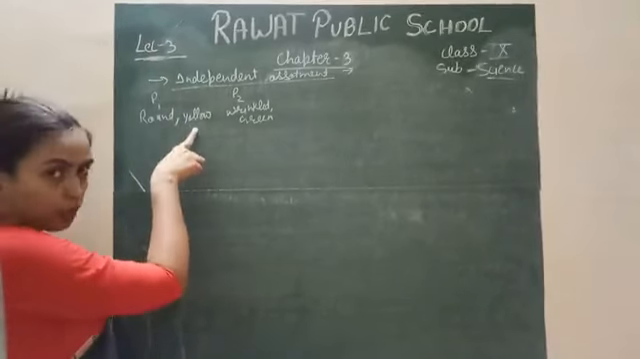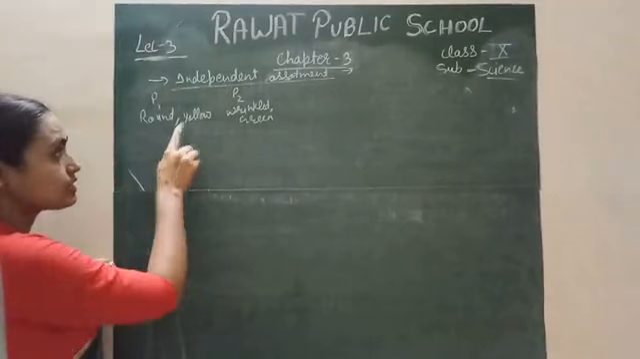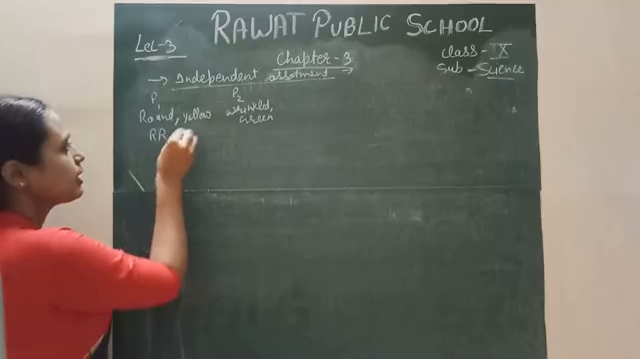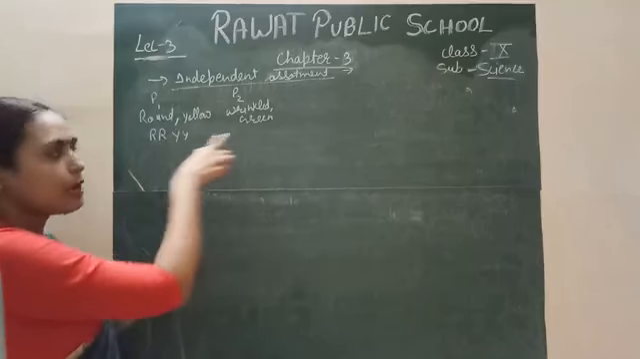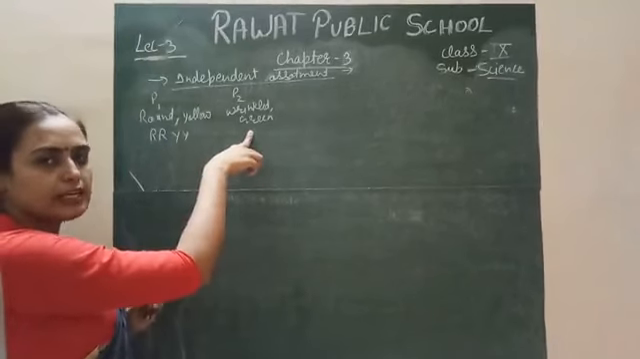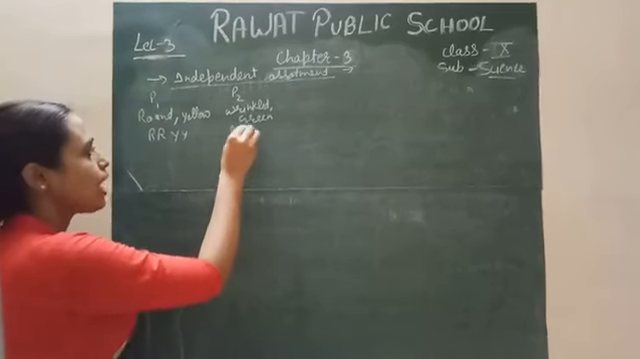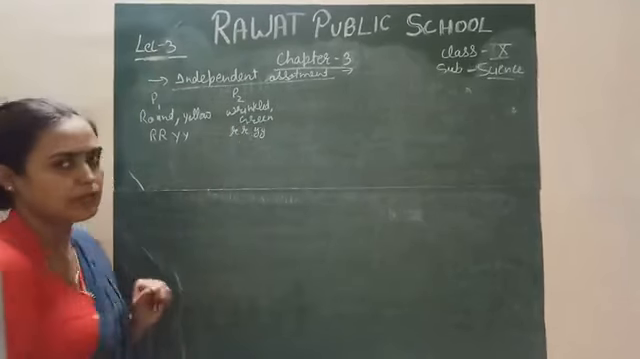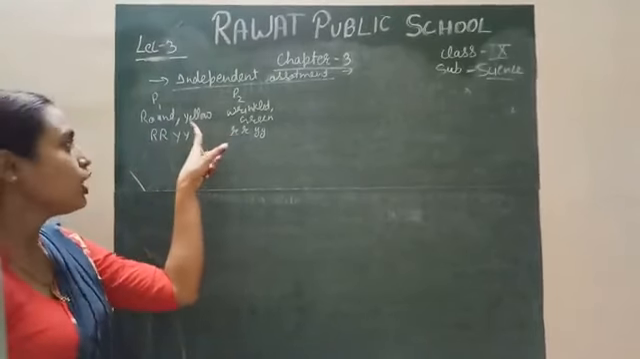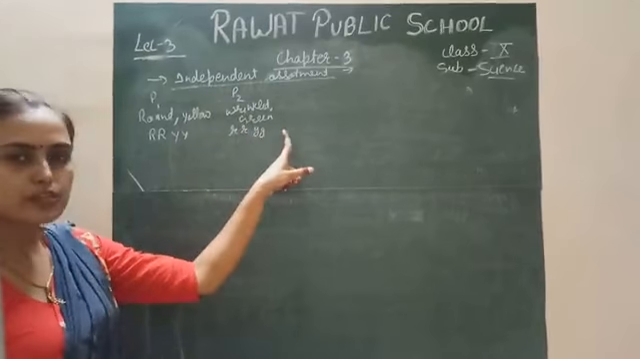For the dominant character, this is the phenotype, and for the genotype we take capital R and capital Y, but for the recessive we always take small letters, so we take small r and small y. This is the genotype and this is the phenotype of the dominant and the recessive parent.